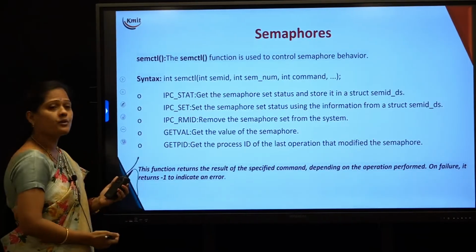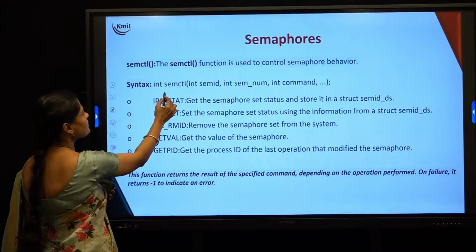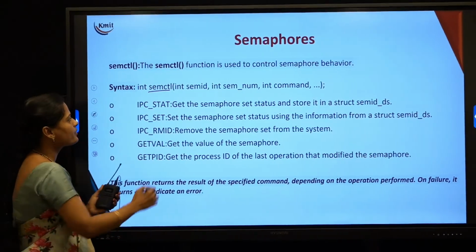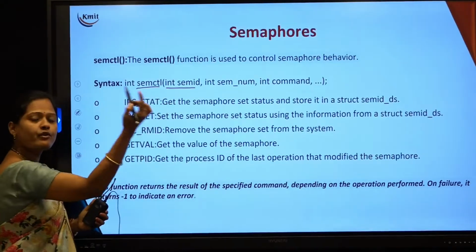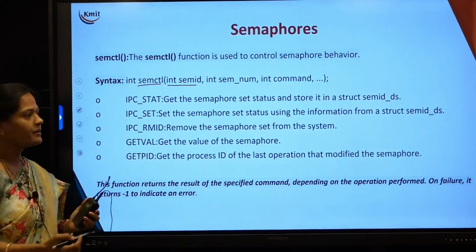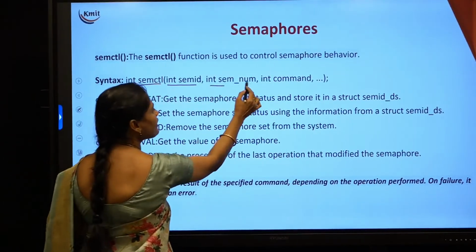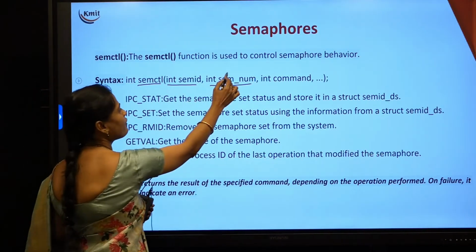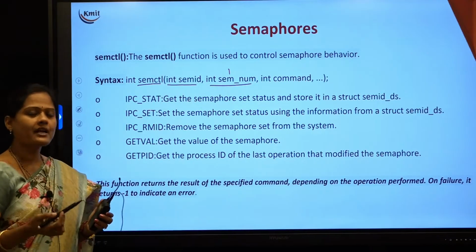Next you have to control that particular semaphore. When you want to control the semaphore, the function here is semctl, which stands for sem control. This is the ID of the semaphore which you got as output from your semget, and this indicates the number of semaphores you want to operate. If you want only one semaphore, the value will be 1, and then the type of the command you want to give.